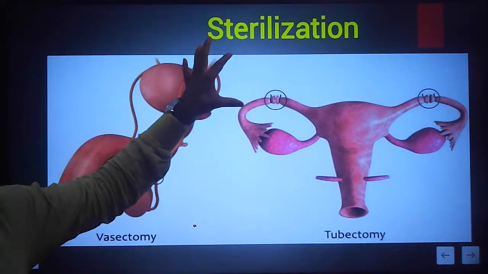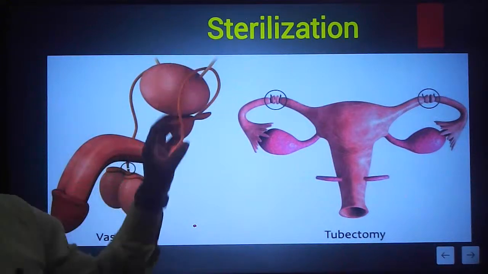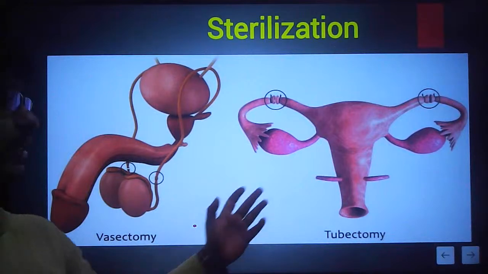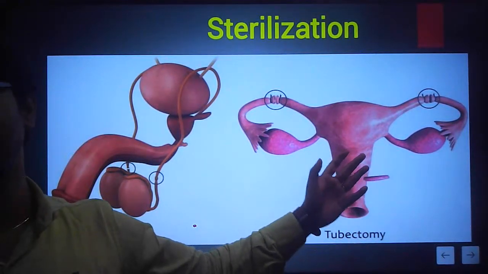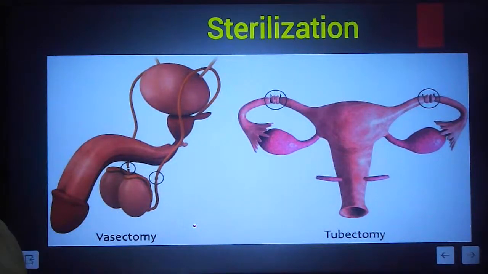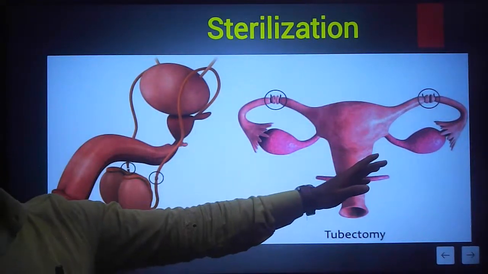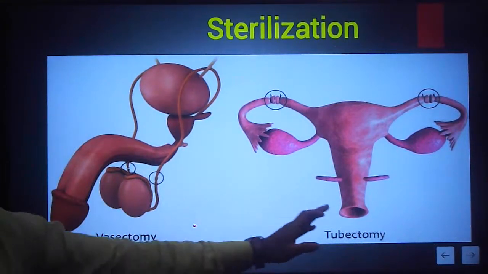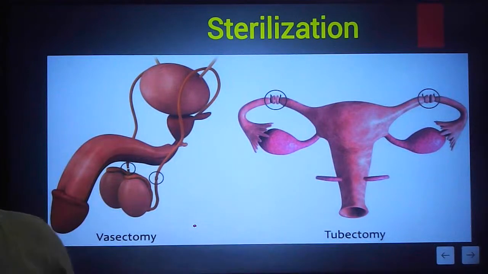So what is the main objective of sterilization? In sterilization, we are going to block the gamete transfer. The gamete may be the male gamete, the sperm, or the female gamete, which we call the egg or ovum. We block the gamete transfer, either in the male or in the female. In the male, we call it vasectomy. In the female, we call it tubectomy.